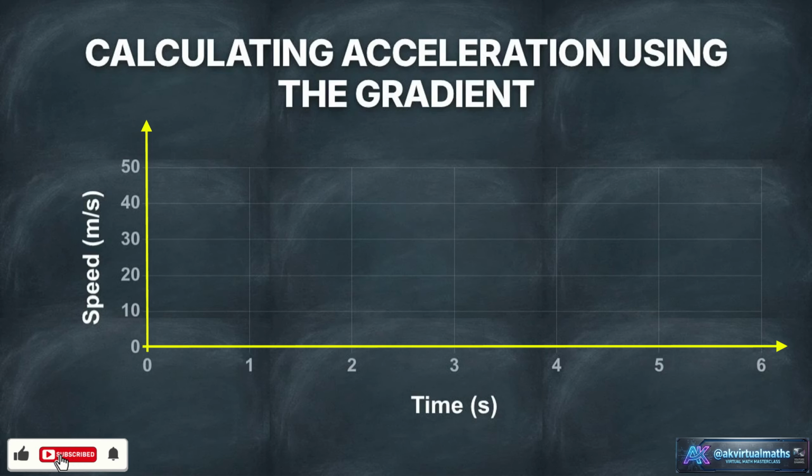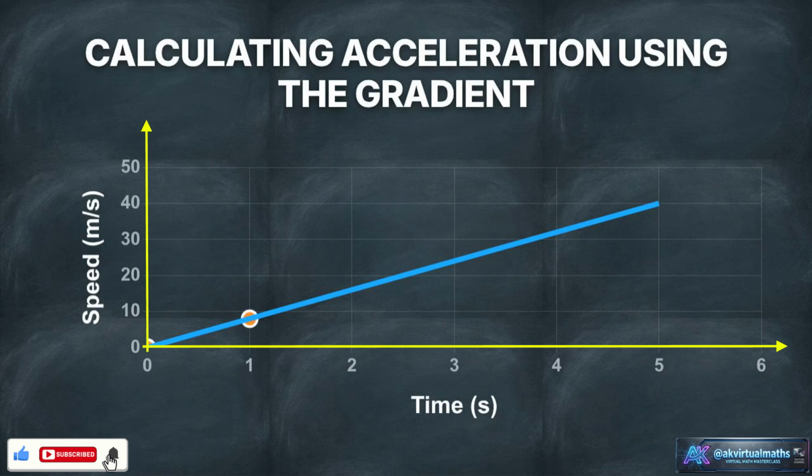This is a speed-time graph showing a sports car's movement on a test track. Time is measured in seconds along the bottom axis, and speed is measured in meters per second up the side. The driver floors it, doing a sprint from 0 to 40 meters per second in exactly 5 seconds. When we plot that sprint on our graph, it creates a straight line tilting upwards.